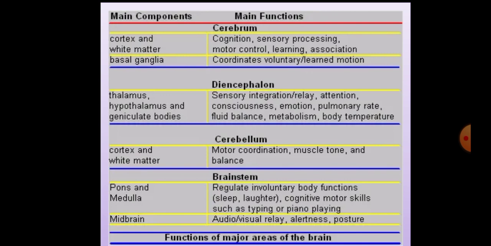When you come to brainstem, it contains pons and medulla, which regulate involuntary body functions like sleep, laughter, cognitive motor skills such as typing or piano playing. Midbrain also is involved in main functions like audiovisual relay, alertness, and posture.